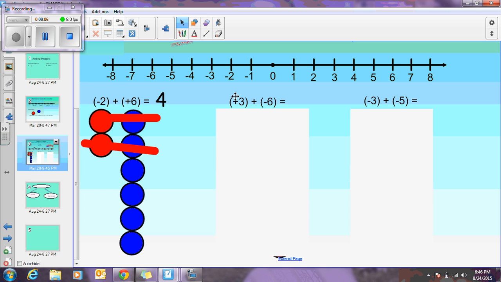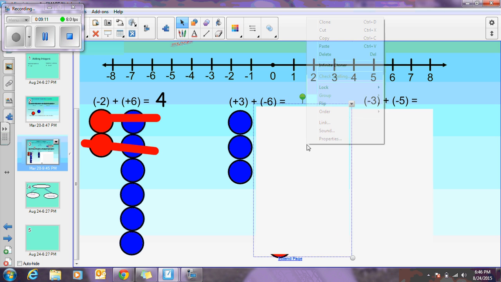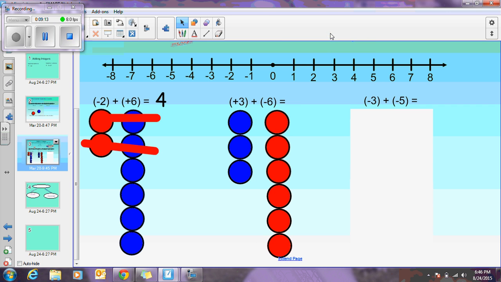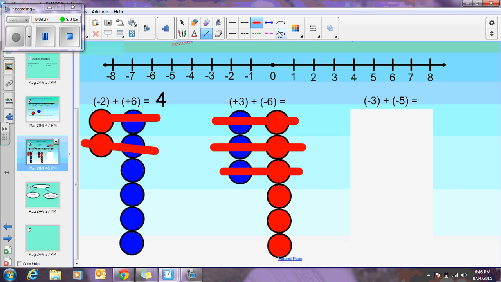This one is positive 3 plus -6. So I have 3 positives, and I'm going to make 6 negatives. That's perfect. And I'm going to start canceling them out. So I'm going to grab this guy. There's a 0 pair. There's another one. And another one. So we have to see what we have left over. Looks like 1, 2, 3. And that's a -3 because it's red. So the answer to this problem is -3.